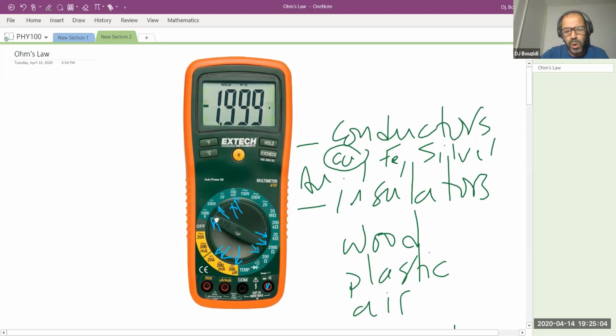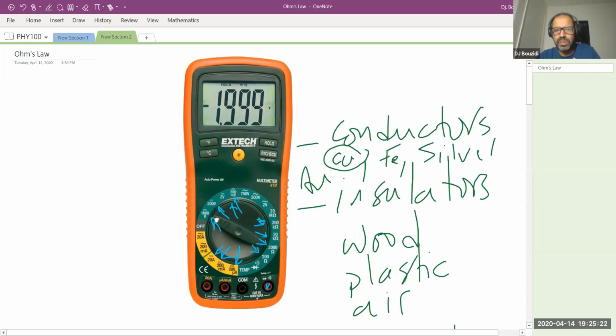2000 ohms, 2 kilo ohms, 20 kilo ohms, that is, 200 kilo ohms, or 20 mega ohms, 20 million ohms. So as you move from one position to the other, the digits in here change. You will have either a lot of digits or no digits at all, or it's an overload.